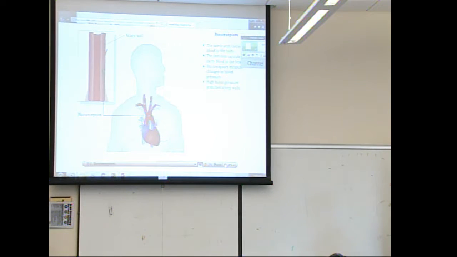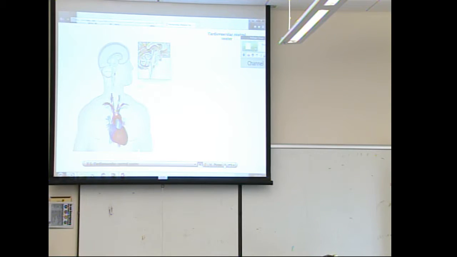If pressure is high, the walls stretch. If pressure falls, the walls are less stretched. Baroreceptors send information to the cardiovascular center in the medulla oblongata in the brain. When blood pressure drops, the slower rate of impulses from the baroreceptor conveys this disruption to homeostasis to the CV center. The CV center sends its own nerve impulses out to the heart and many of the blood vessels.